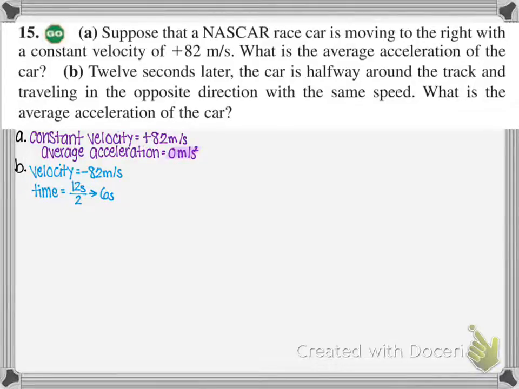And since it's 12 seconds later and they're only halfway through the track, you would take the time and divide it by 2. So you do 12 seconds divided by 2, giving you 6 seconds. Now you would plug this into your equation, which is average acceleration equals the change in velocity over time. So you do negative 82 meters per second divided by 6 seconds, giving you negative 14 meters per second squared.